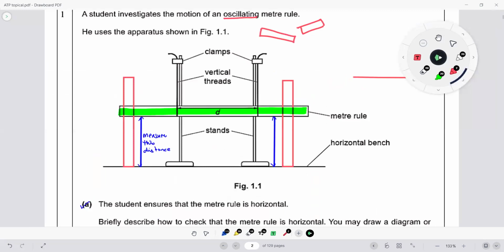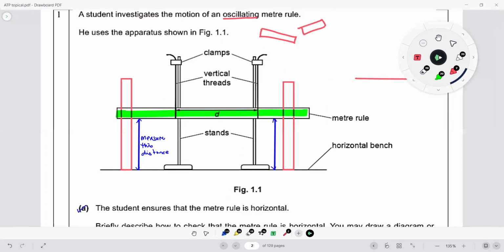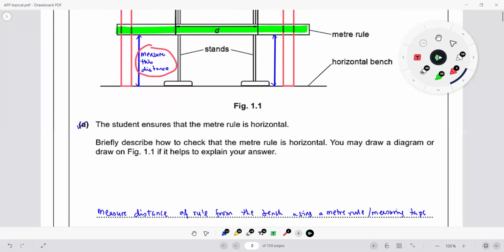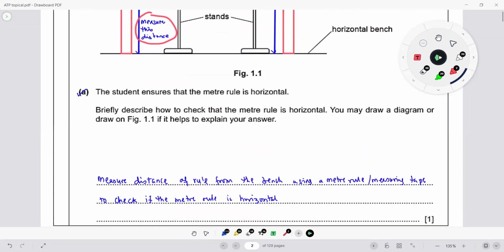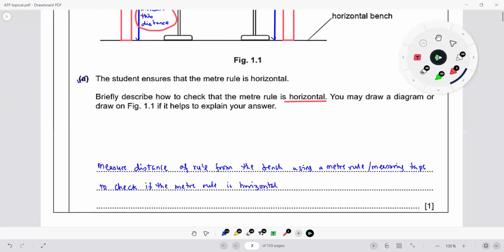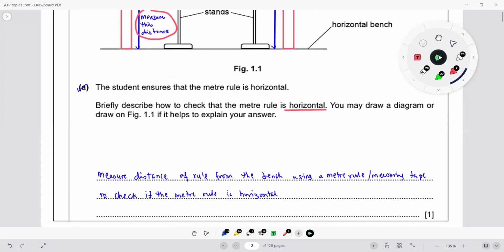You need to understand that when you have a horizontal meter rule, you will be asked to definitely find out the height. And to find out the height, you have to measure this distance, the height of the meter rule above the bench. Okay. It says to ensure that the meter rule is horizontal. Briefly describe how to check that the meter rule is horizontal. You can always do that by measuring the length of the bench, right? It says you may draw a diagram on figure 1.1 if it helps you explain your answer.